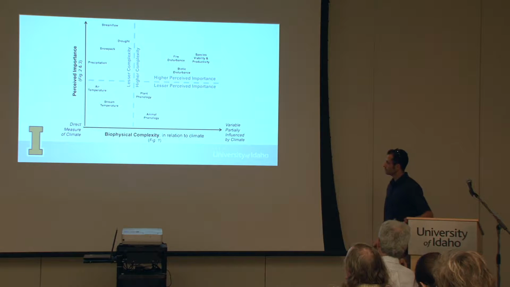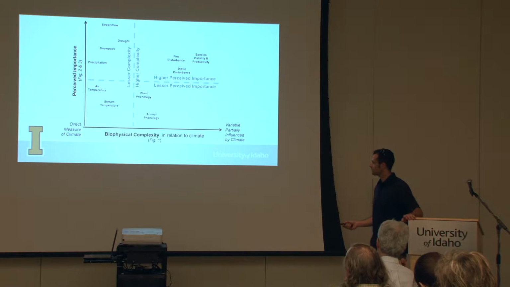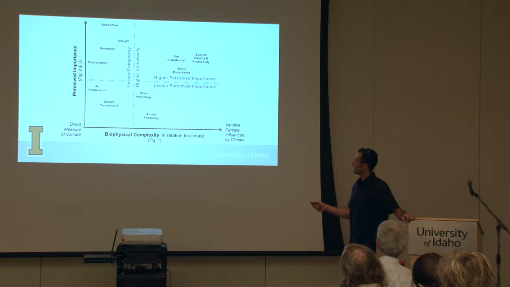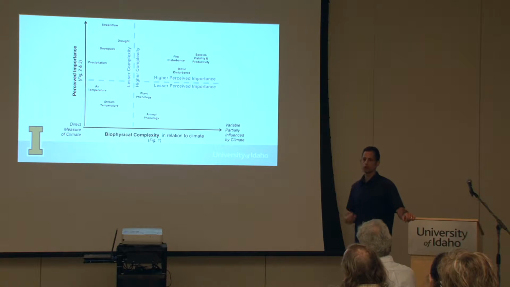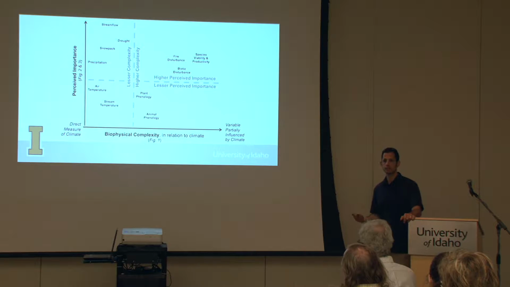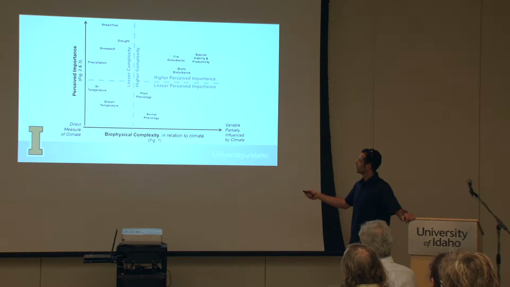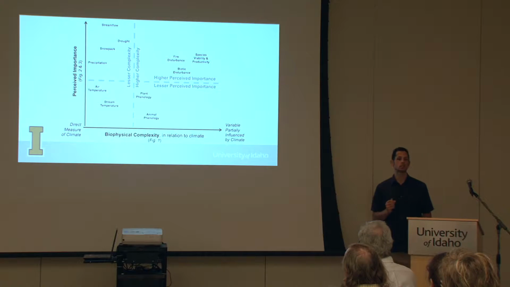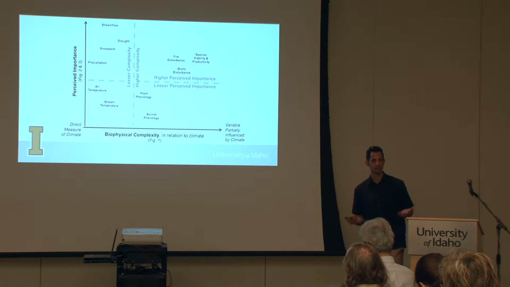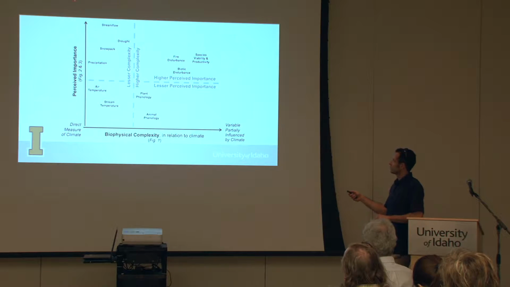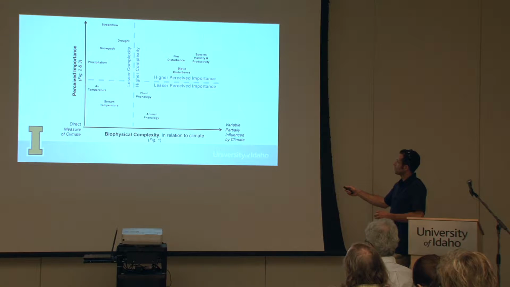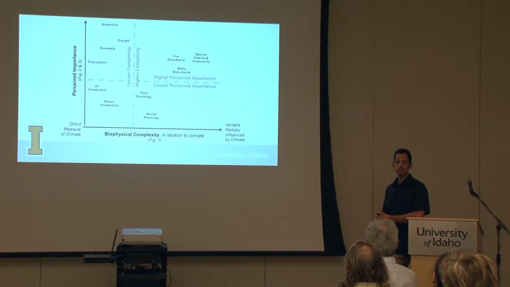What came of that was this figure here, which is a little bit complicated, but we'll walk through it. On the y-axis is the result of the survey. It's a measure of the perception of importance amongst different climate indicators. What came out in Idaho is that people were really concerned about water resources. That makes sense. Water is the lifeblood for a lot of the things that drive our state. So they were concerned about streamflow, drought, snowpack. They were also concerned about ecological disturbances, fire, and the productivity and viability of species.